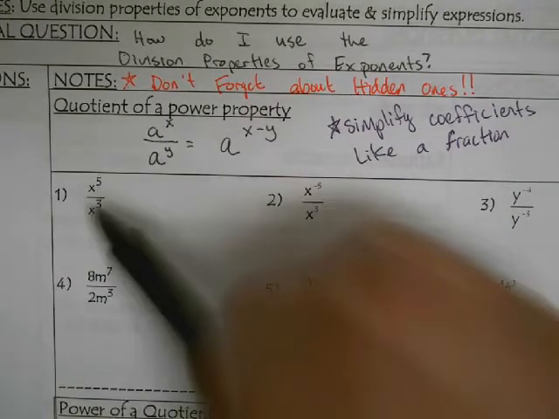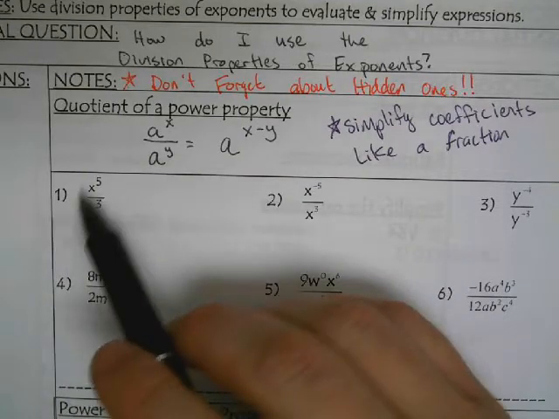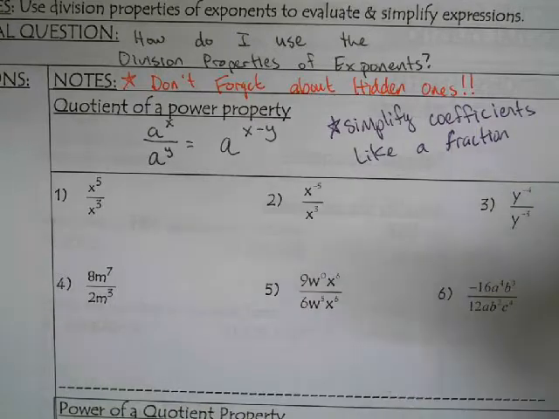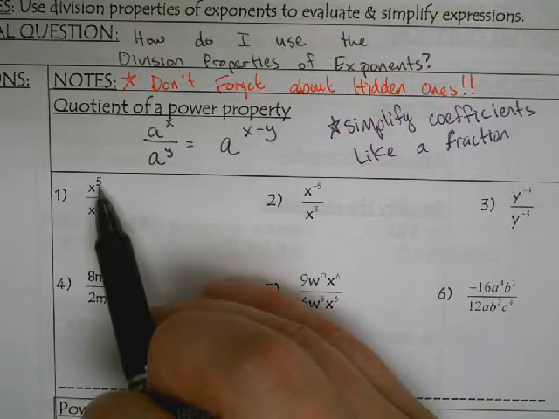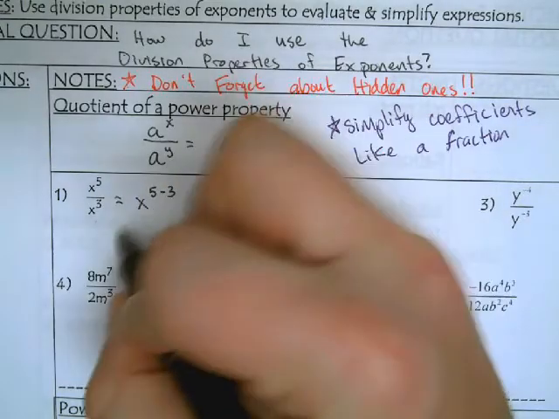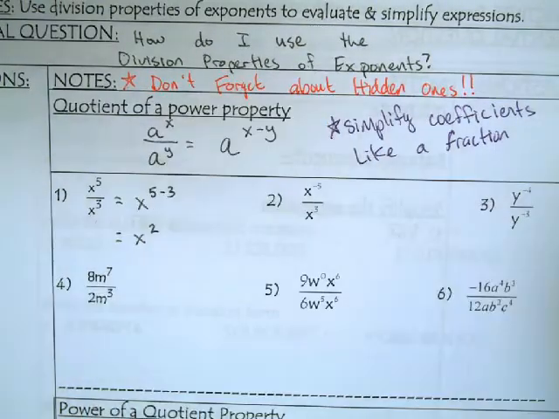So I have x to the fifth over x cubed. No hidden ones needed, no coefficients to simplify. So I'll just go ahead and subtract my exponents. So I go 5 minus 3, and this will be x to the 5 minus 3, which is equal to x squared.